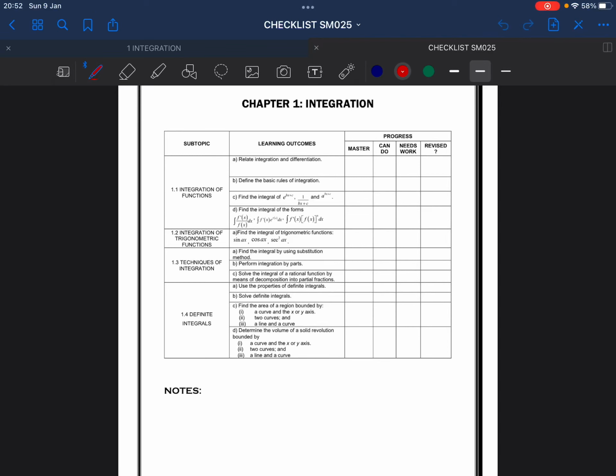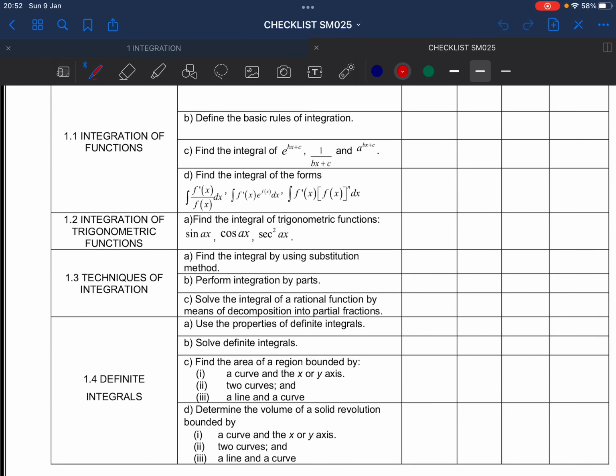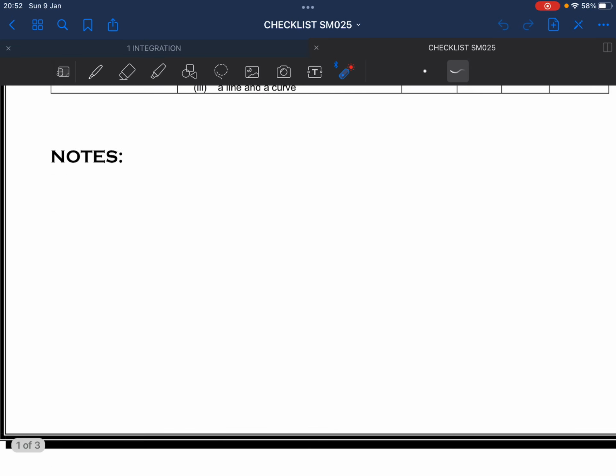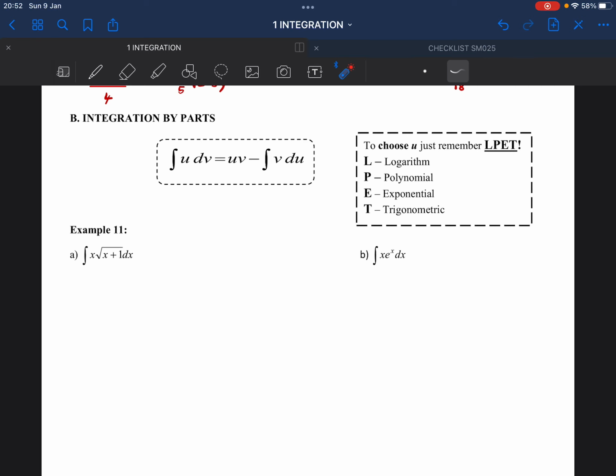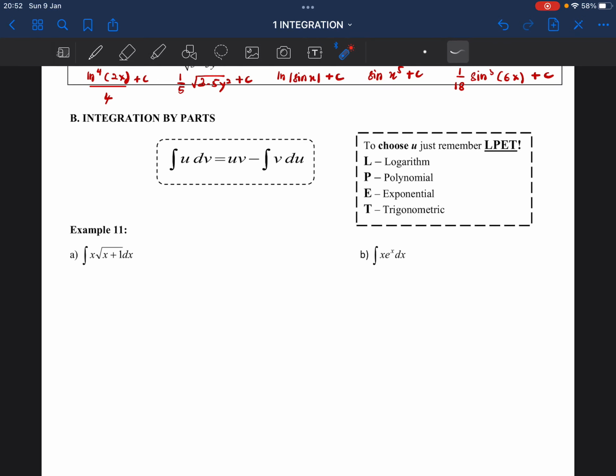Okay guys, so next we are going to continue how to use integration by parts. You have already seen how to use integration by substitution. So now let's see integration by parts. Basically for integration by parts, there is a formula that you have to memorize, which is this one here.